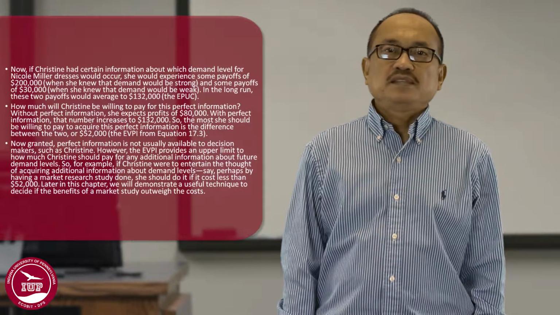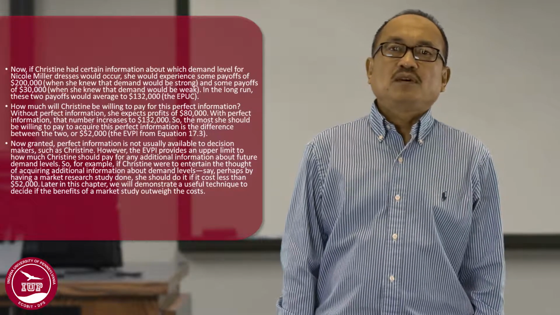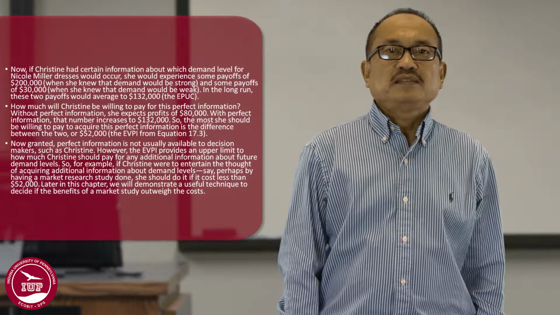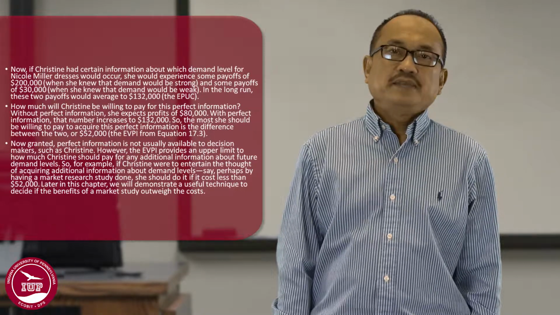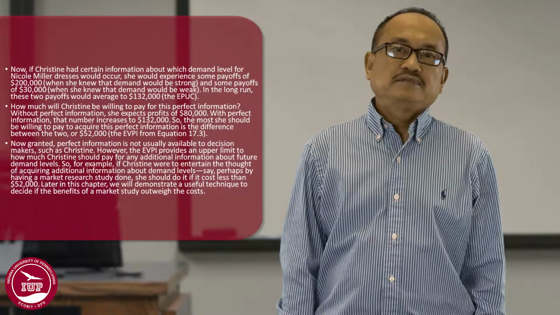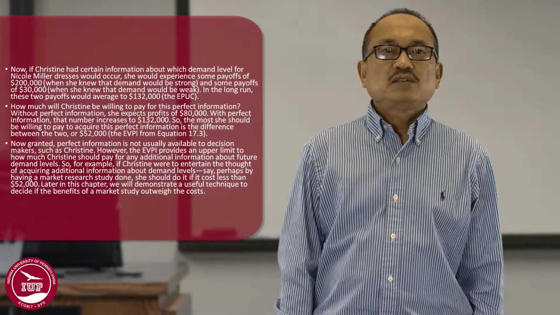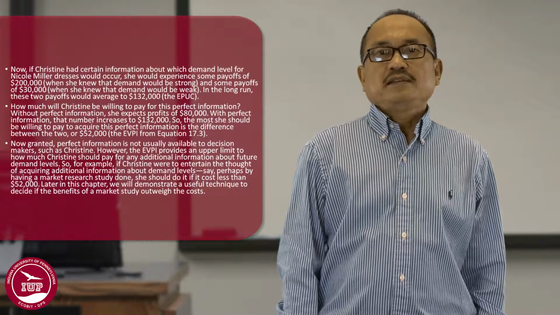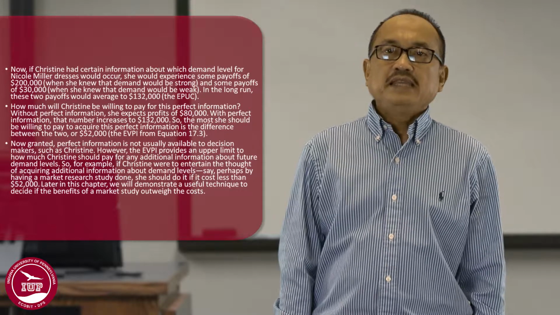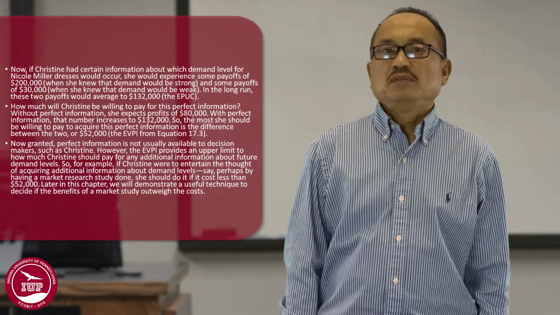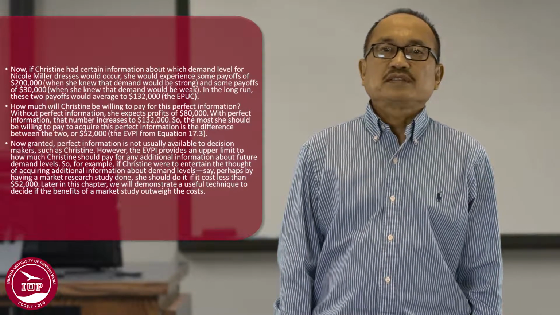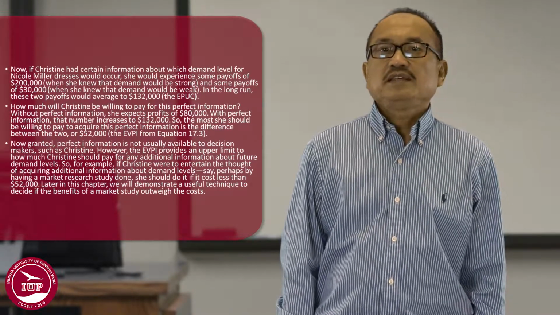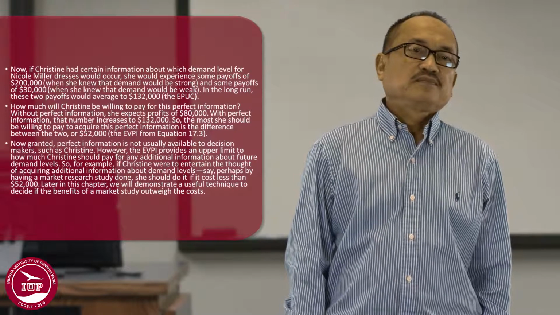How much will Christine be willing to pay for this perfect information? Without perfect information, she expects profit of $80,000. With perfect information, that number increases to $132,000. So the most she could be willing to pay to acquire this perfect information is the difference between the two, or $52,000, the EVPI from equation 17.3.